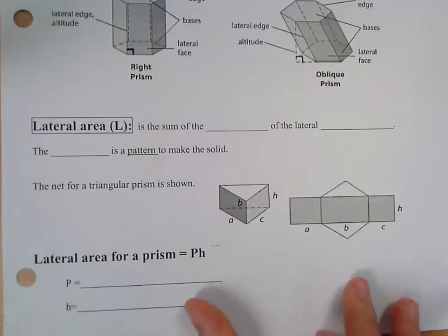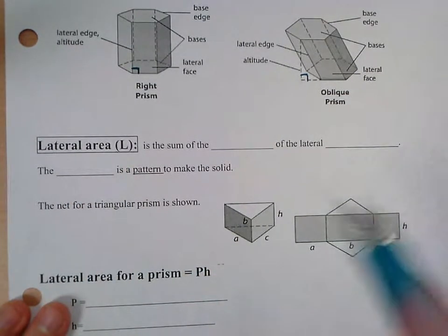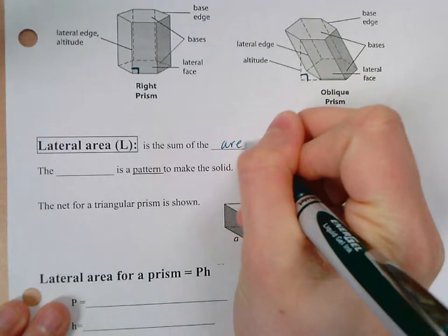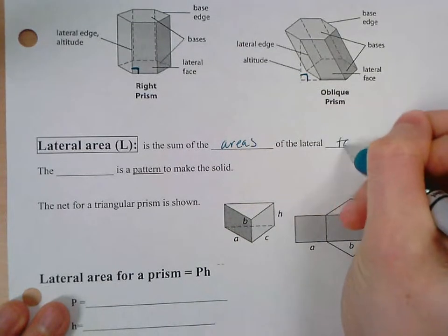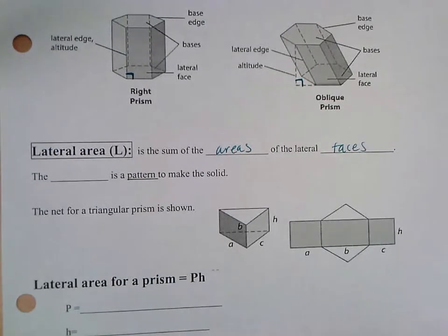So now we're getting into how to calculate lateral area, and then this is all leading up to how to calculate the surface area. So lateral area is the sum of the areas of the lateral faces. So hopefully that makes sense. It's adding together all of the areas of your lateral faces is the lateral area.